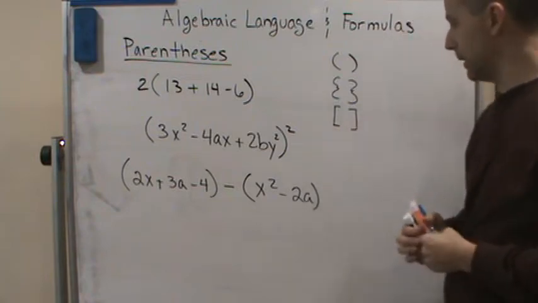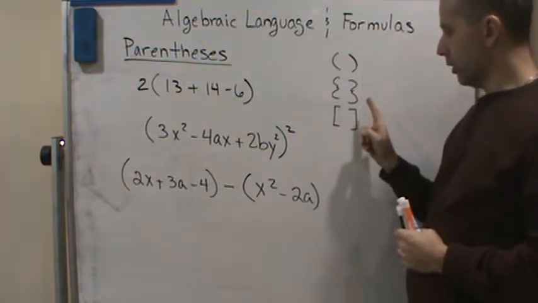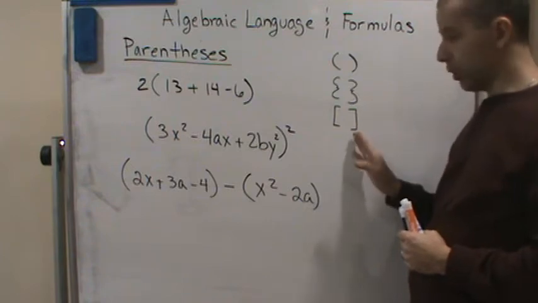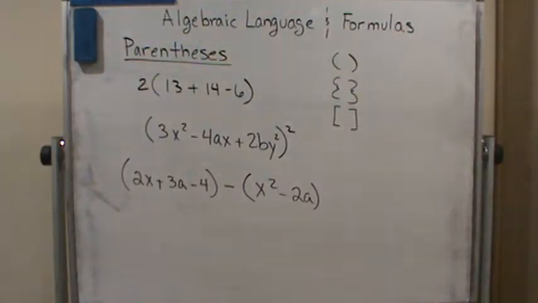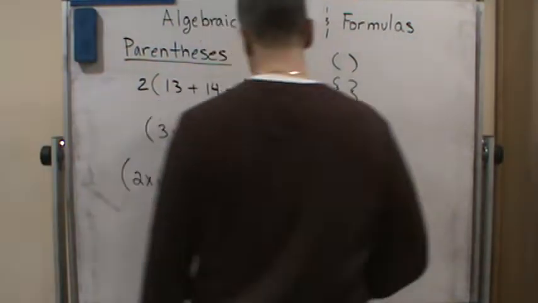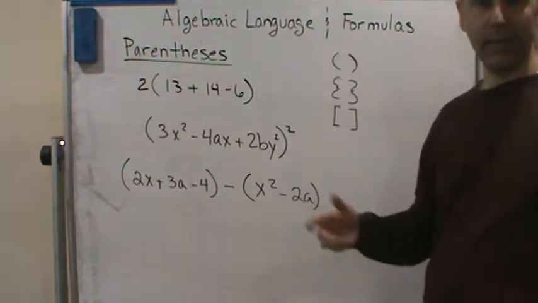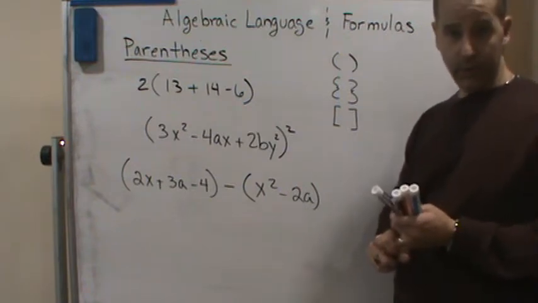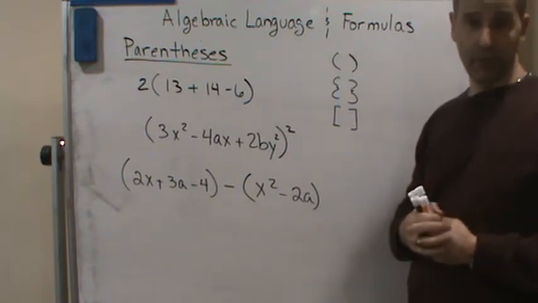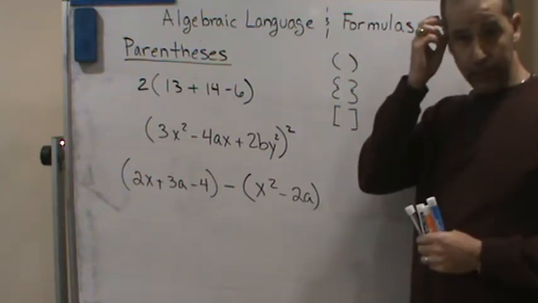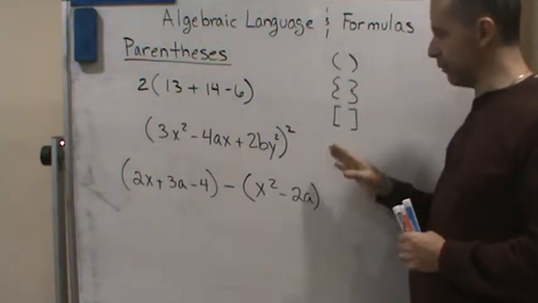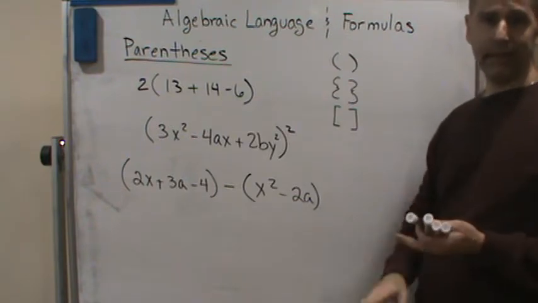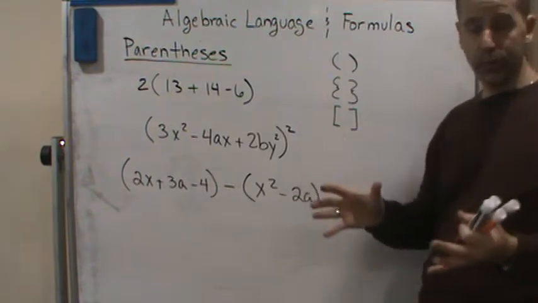Grouping symbols could be parentheses, curly braces, or square brackets. In general, there are other symbols that can act as grouping symbols, but I'm not going to go over those in detail now. But for example, square root symbols and absolute value symbols can also act as grouping symbols from time to time. But these are the common ones: parentheses, brackets, braces, anything that is used to group things together.